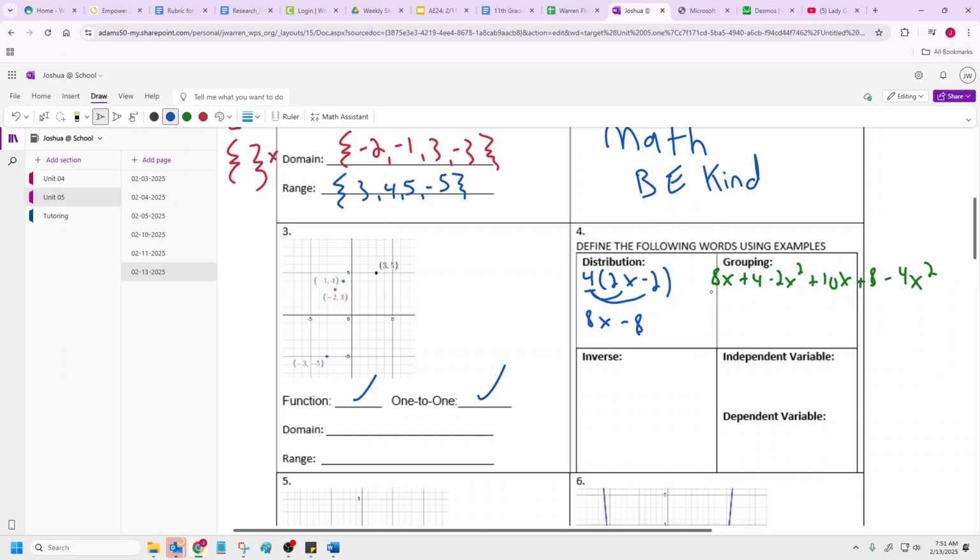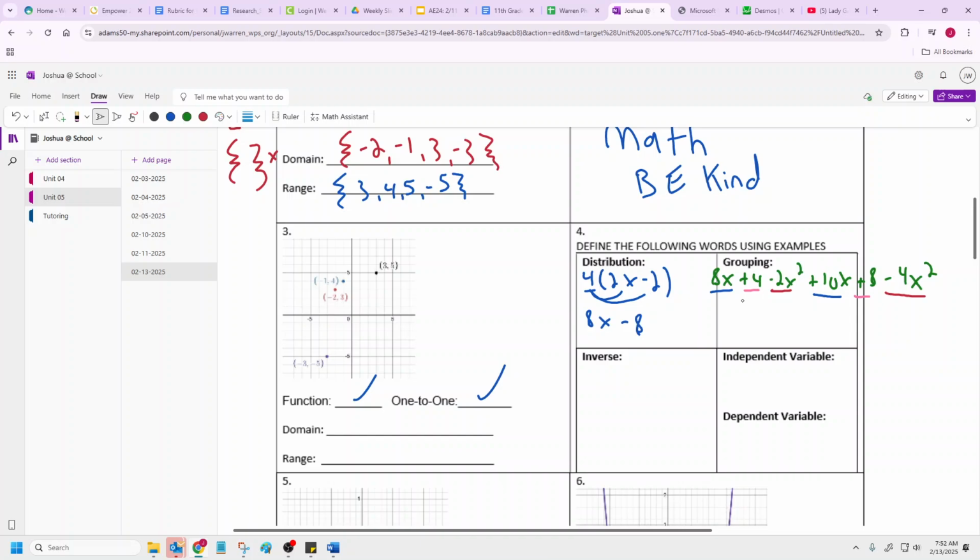Check it out. x is a family. x is a family. Those are the only x's there. x squared is a family. x squared is a family. Now we're going to go over here, and constants are a family. We have 3 families there. We're going to combine like terms.